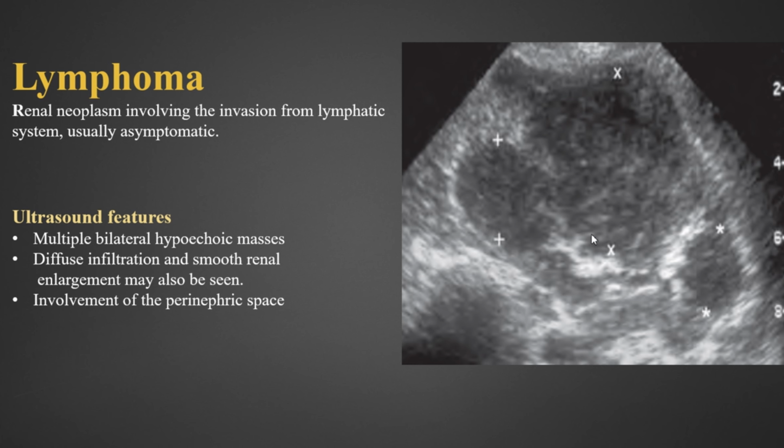Here we can see multiple hypoechoic well-defined lesions involving the renal enlargement and also involving the perinephric space. So these features are suggestive of lymphoma, and it can be further evaluated on the CT KUB with contrast.